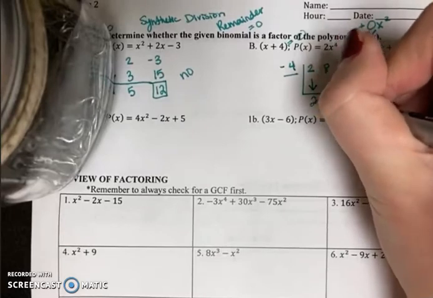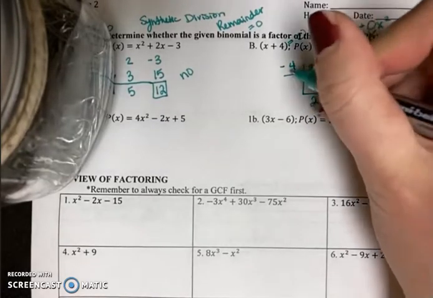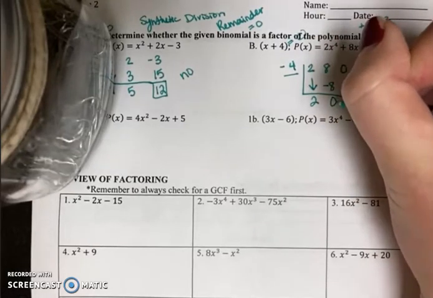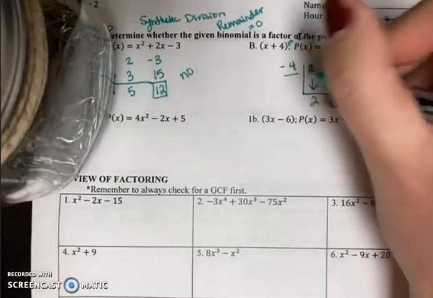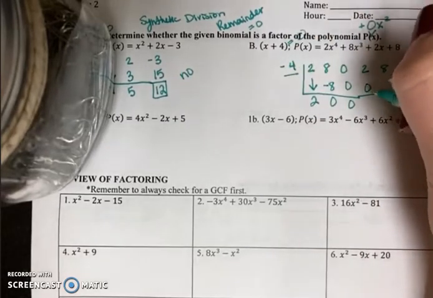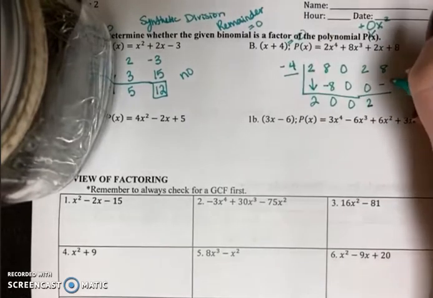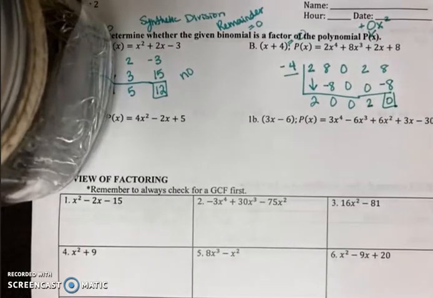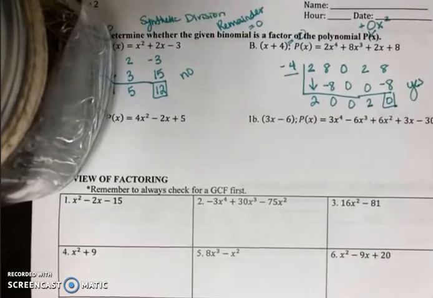Bring down that 2. Let's multiply, add, multiply, add. So 2 times negative 4 is a negative 8. 8 plus negative 8 is 0. 0 times negative 4 is 0. Add those, it's 0. 0 times negative 4 is 0. 2 plus 0 is 2. 2 times negative 4 is negative 8. And then 0 is my remainder. So is this a factor? Yes, it is.